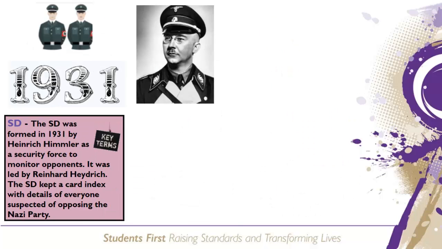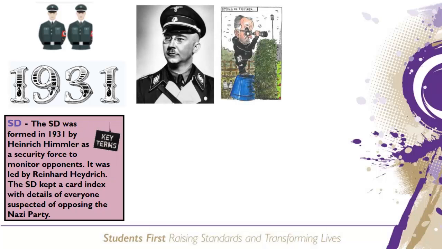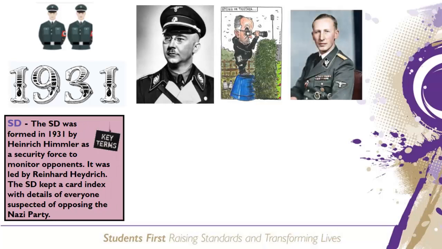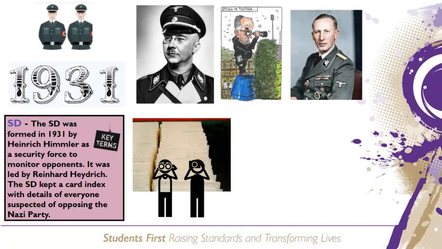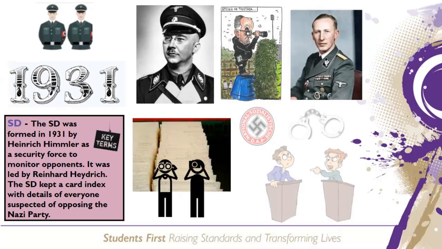The SD was formed in 1931 by Heinrich Himmler as a security force to monitor opponents. It was led by Reinhard Heydrich. The SD kept a card index with details of everyone suspected of opposing the Nazi Party or the German government. Their aim was to discover enemies of the Nazi Party and have them removed.